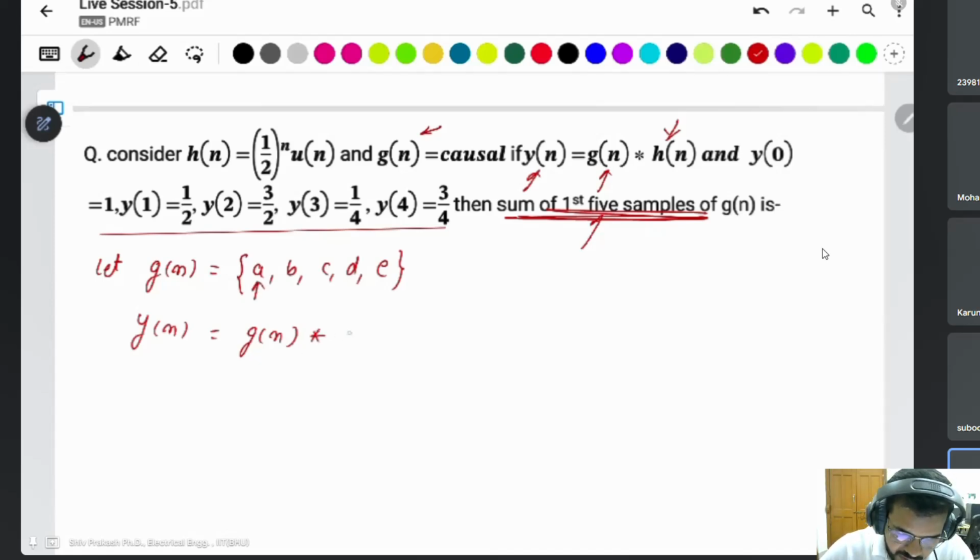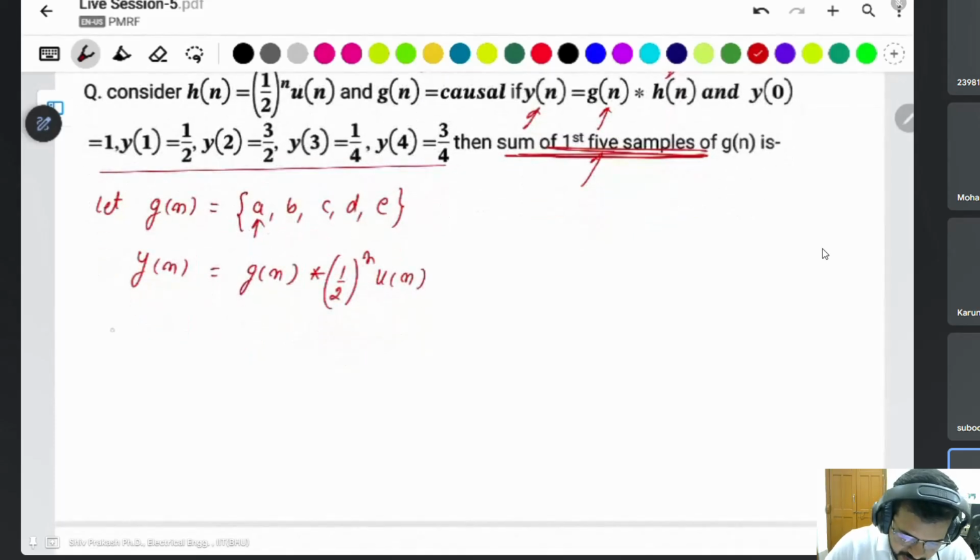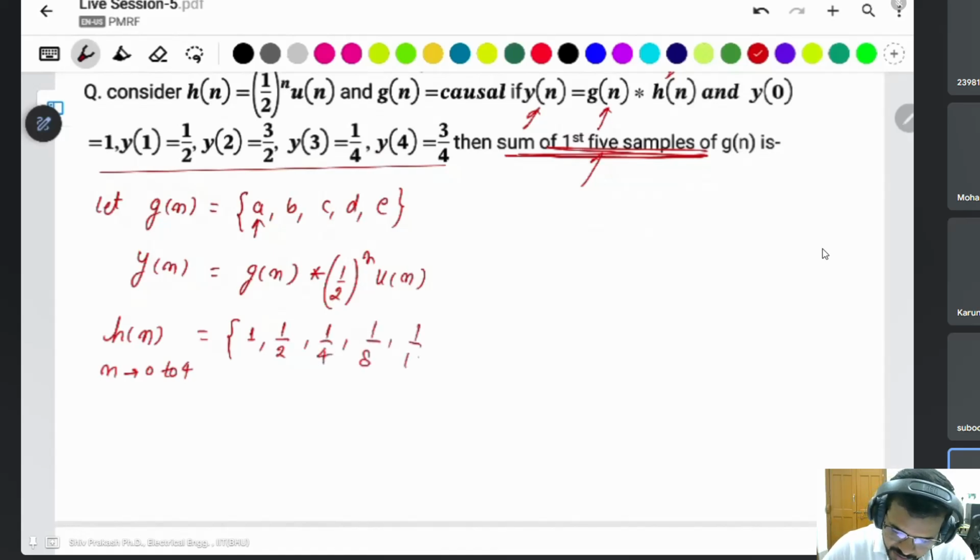Gn convolution with hn. hn will be (1/2) to the power n times u[n]. We have to find the hn. What is the hn? Where you can put n from 0 to 4, and we will get the 5 samples. What happens if we put 0? This will be 1, and put 1, then this will be 1 by 2. We put 2, then it will be 1 by 4. Same thing, 1 by 8 and 1 by 16. This is the hn for the 5 samples.